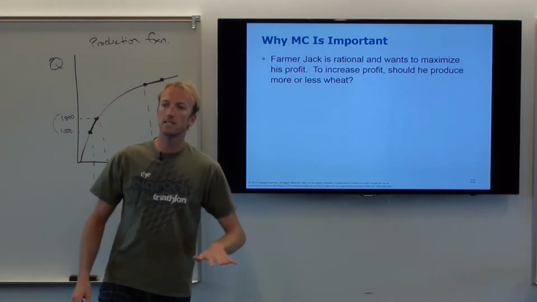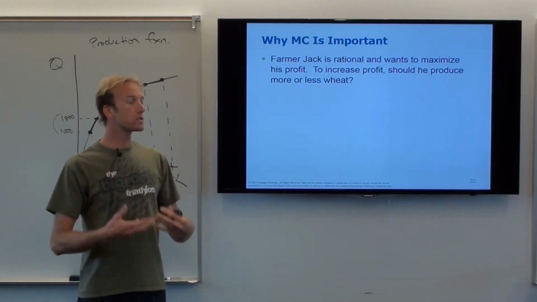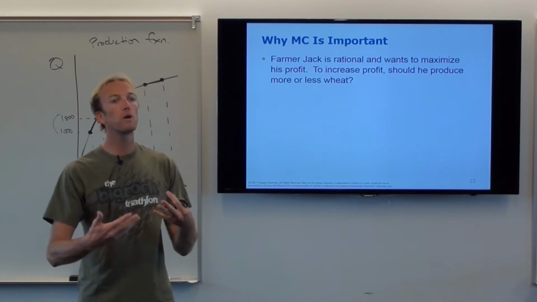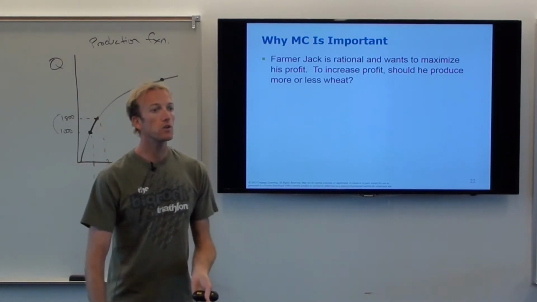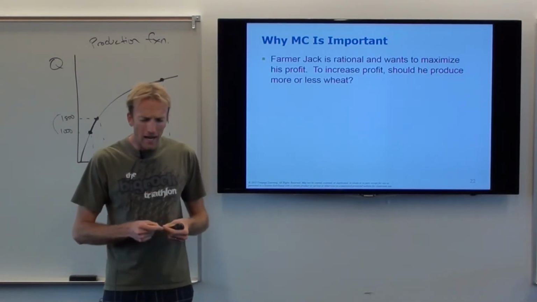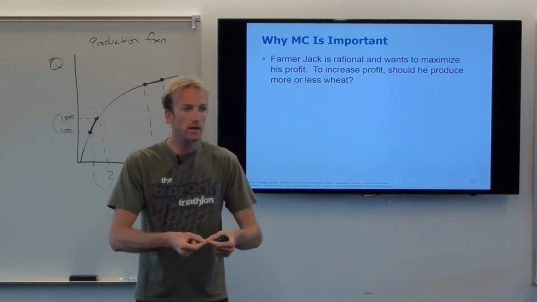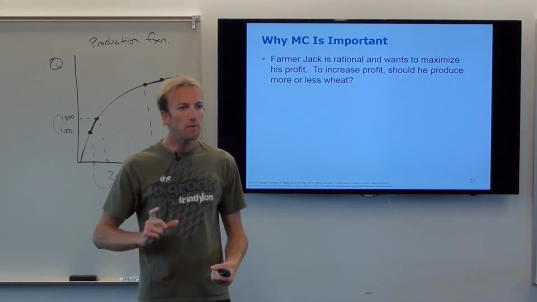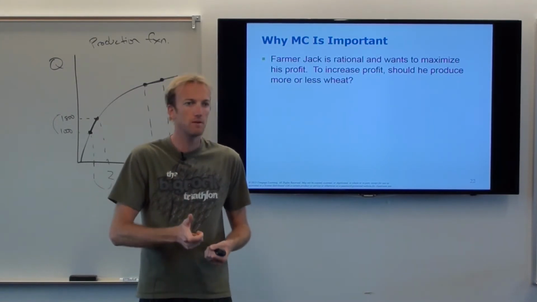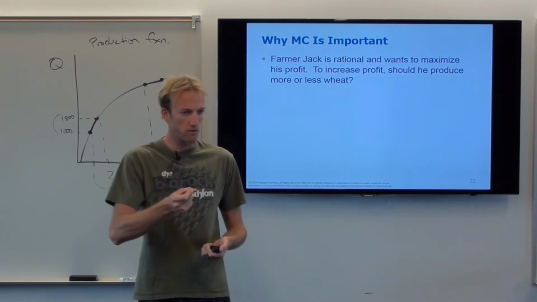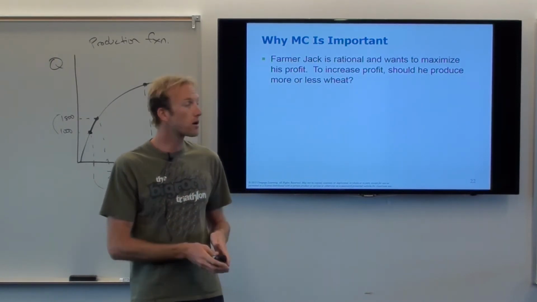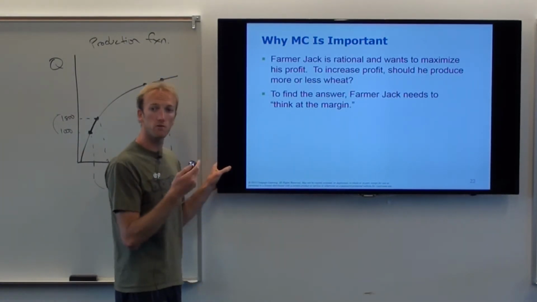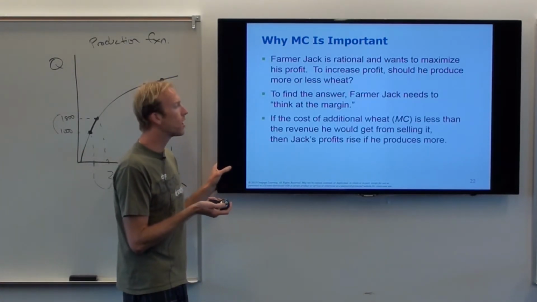Farmer Jack is asking the question, I want to maximize my profit. Should I make more wheat? Right? So he's going to ask himself, should I sell one more product, one more bushel of wheat? So what's the thing he's going to ask? Well, how much is that extra cost? How much is it going to cost me to sell one more bushel of wheat, one more product? That's the marginal cost, right? He needs to think at the margin. What he's really actually implicitly thinking about is the marginal cost.